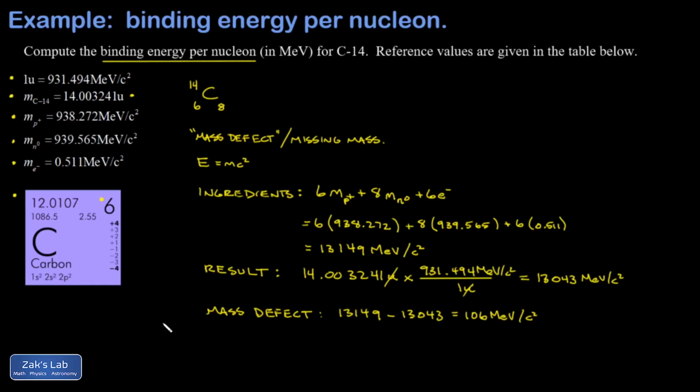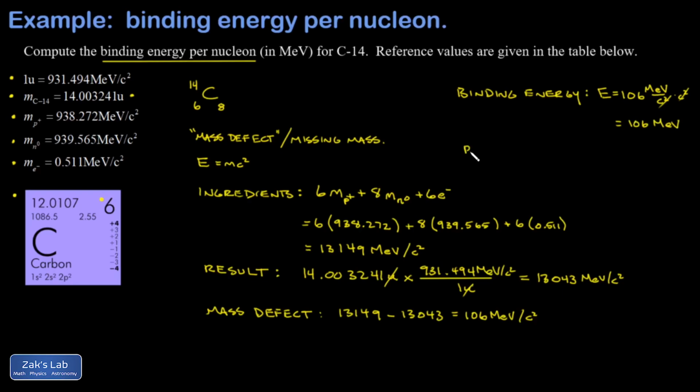Remember, that's a unit of mass. So we still need to convert to a unit of energy here for the missing energy. And that's called the total binding energy for this nucleus. And that's given by E equals mc squared. In other words, we take the mass, and this is why these units are so convenient, the mass in MeV per c squared, and multiply by c squared, and the c squareds cancel, and I've got my total binding energy of 106 MeV.